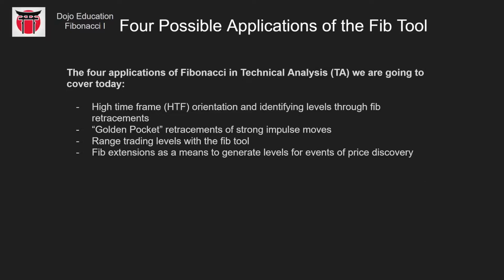Okay, so we're going to look at 4 different ways to use the standard Fibonacci tool in TradingView on your charts today. One of them will be high time frame orientation that allows us to identify levels through fib retracements. Next one is going to be golden pocket retracements that we apply to strong impulse moves. Those can go both sides, upwards and downward moves. And oftentimes the golden pocket, which is the 0.618 level, is going to provide us a good target for bounce plays.